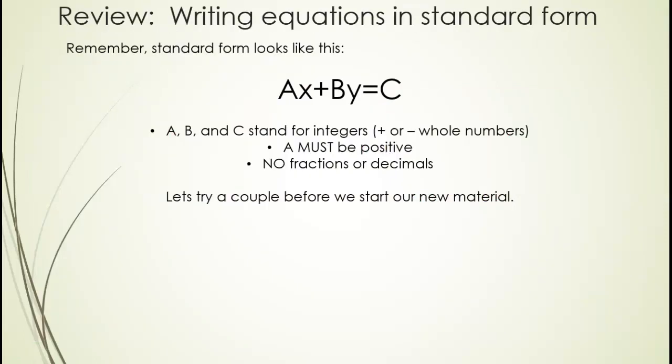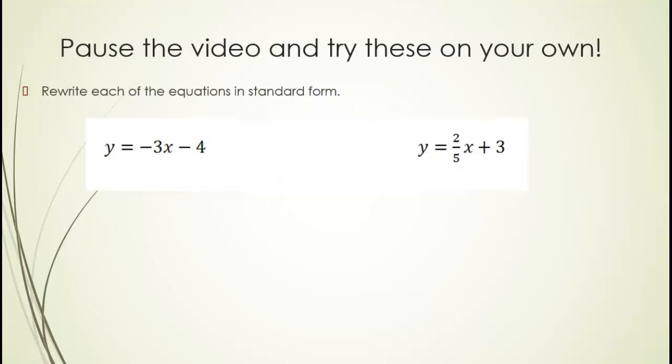Let's do some review on writing equations in standard form. Remember, standard form looks like this: ax plus by equals c. A, b, and c stand for integers, which are positive or negative whole numbers. Your starting number must be positive, and you cannot have any fractions or decimals. Let's do some review on these now. I want you to pause the video and try to rewrite these equations in standard form. If you've not done the lesson on standard form, you should go back and do that now before you continue.